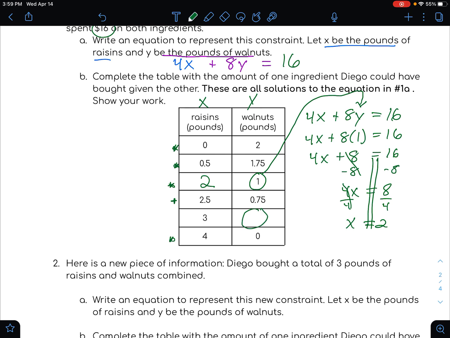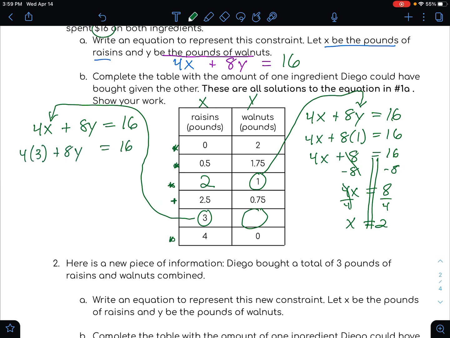So this one right here, we know that we have 3 pounds of raisins. So how many pounds of walnuts would that be? Let's do that work over on the other side here. So 4X plus 8Y equals 16. And this time we know that 3 is our X variable. So we're going to put that in for X. 4 times 3 plus 8Y equals 16. That'd be 12 plus 8Y equals 16.